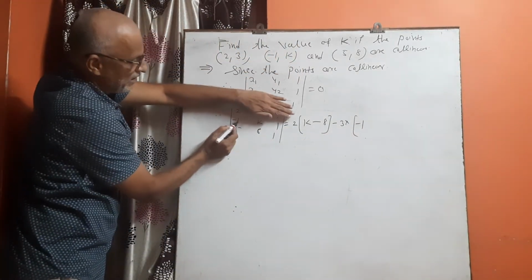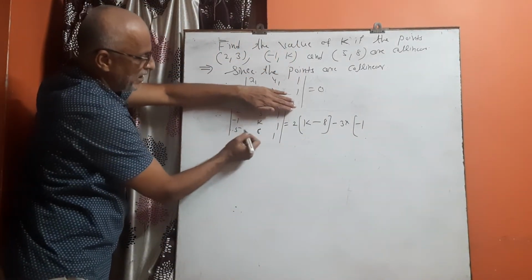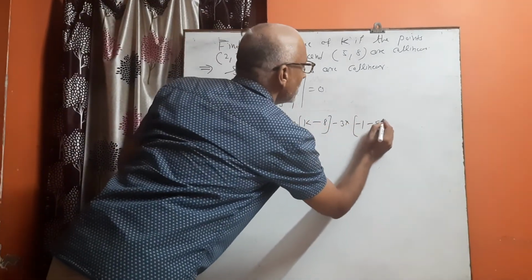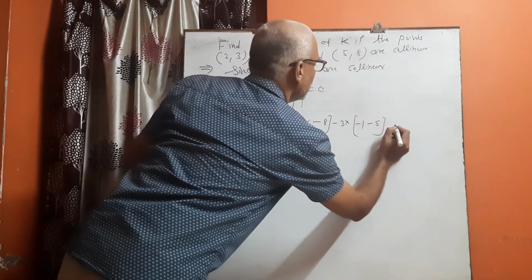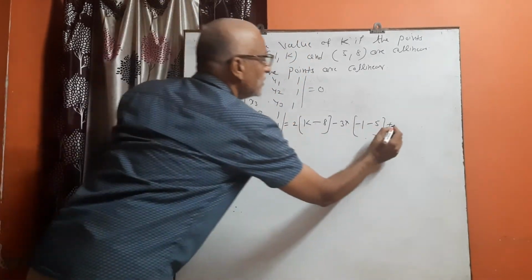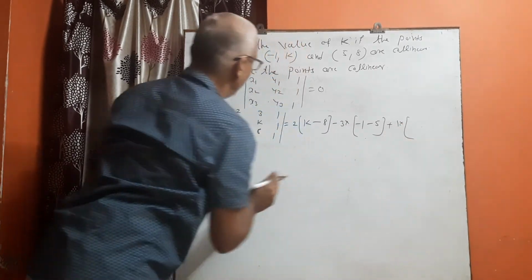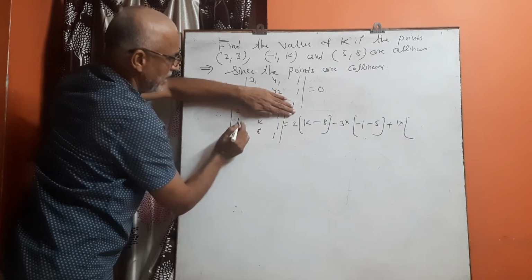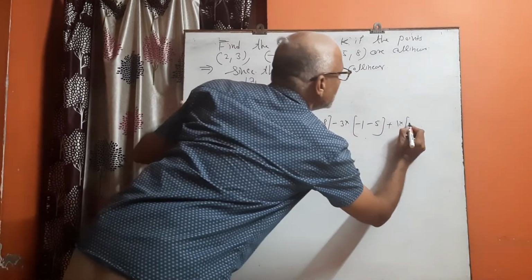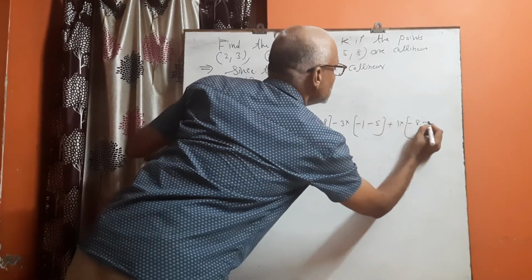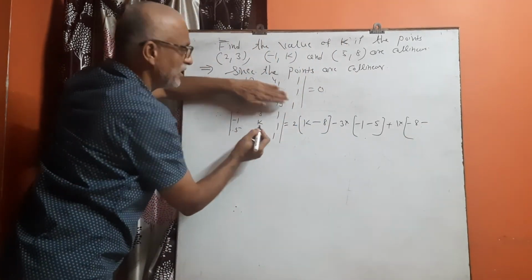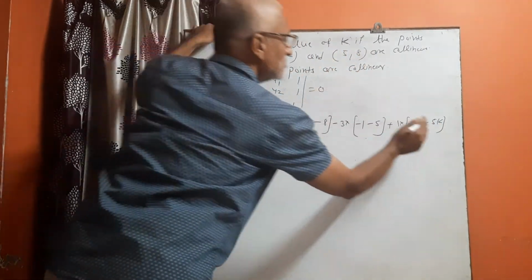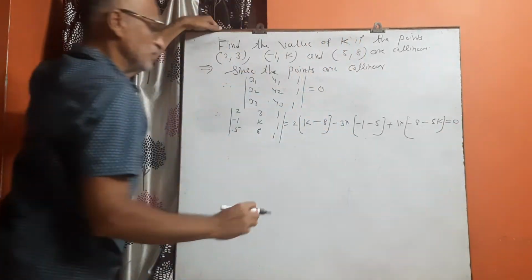I repeat again, minus 1 into 1, that is minus 1, minus 5 into 1, that is minus 5, plus 1 into this one, minus 1 into 8, see here, minus 1 into 8, that is minus 8, minus 5 into k, that is minus 5k. This value is equal to 0, so this whole value is equal to 0.